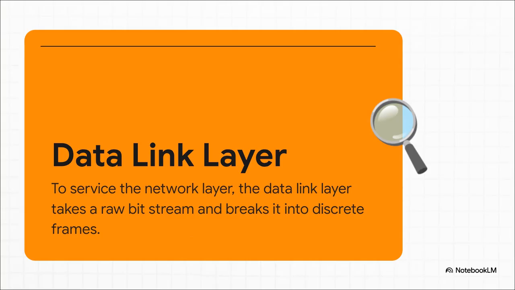This whole packaging process happens at what we call the data link layer. Now that might sound technical, but just stick with our analogy. If the cables are the roads, the data link layer is your local post office. Its main job is to take your raw message and prepare it for the very first leg of its journey.